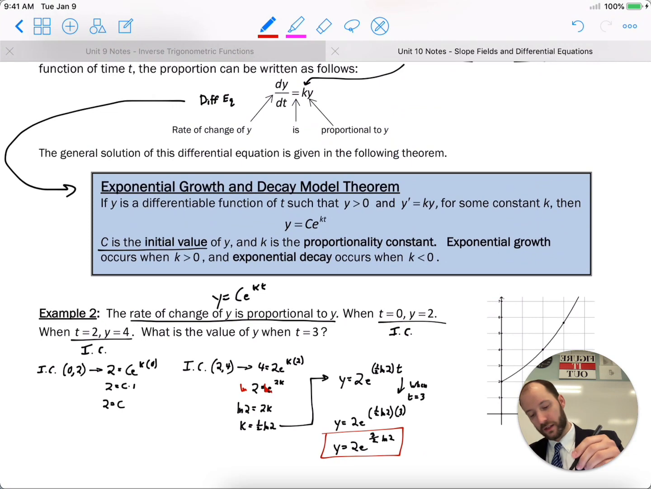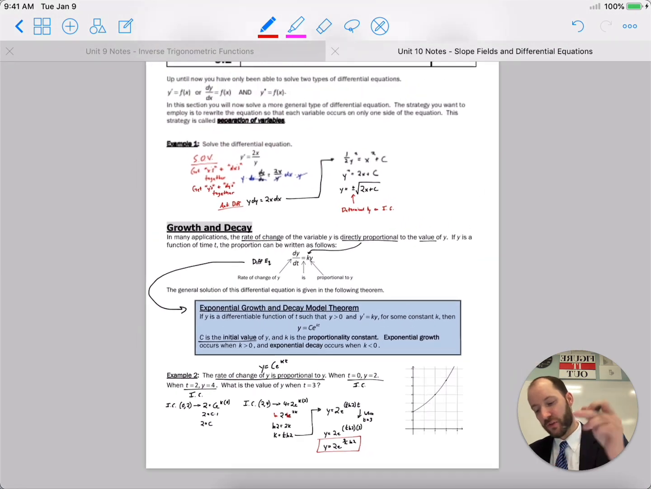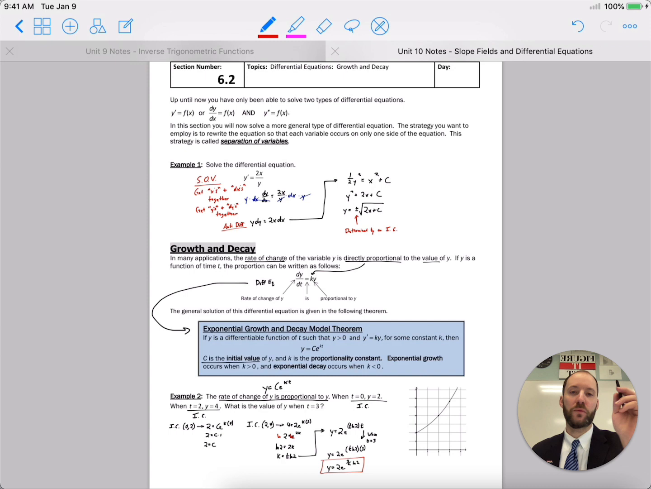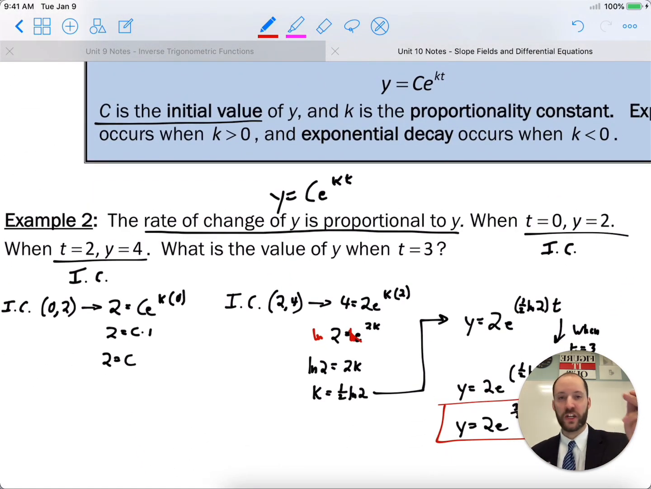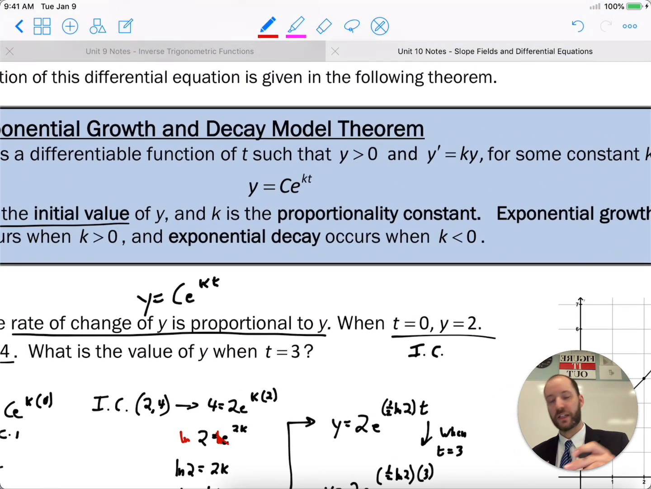See, look at that. No calculus involved, just a lot of algebra using initial conditions and e's, inverse of e's, ln's. Alright? So the differential equations at the top, we're going to see a lot more of those. The growth and decay, it's good to know, it comes up from time to time. Just looking for that language, the rate of change of y is proportional to y. Directly proportional gives the c e to the kt.